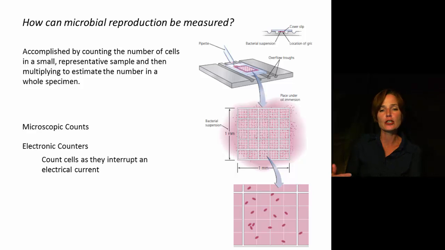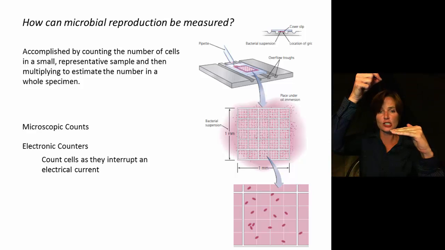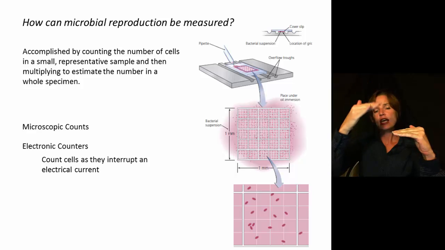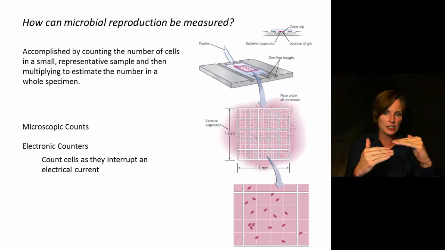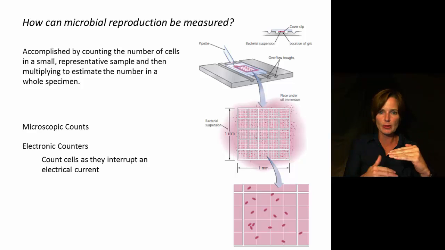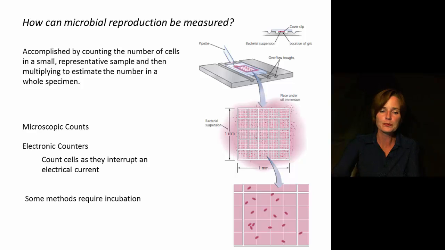Another way is that we can use an electric counter. These are going to count cells as they interrupt an electric current. So basically you have a current or a beam that is pointing across, and then you have a device that's just going to drip those cells down. And every time a cell passes in that liquid media, the laser would detect that a cell just went by. So they're basically counting for us to help us get an estimate of how many cells we have.